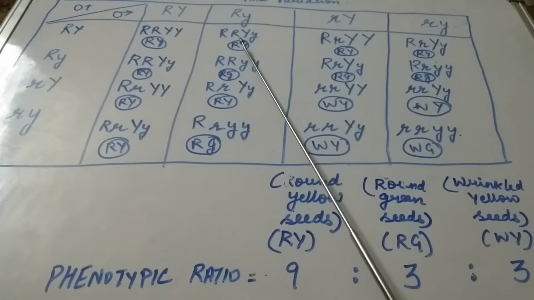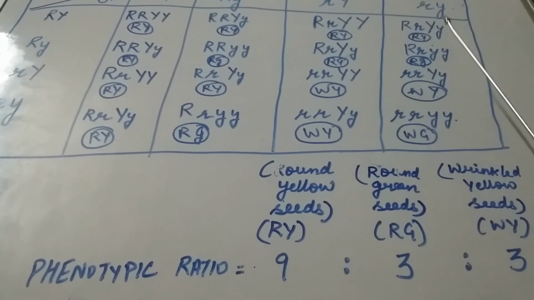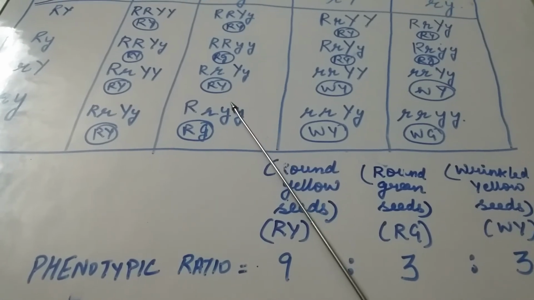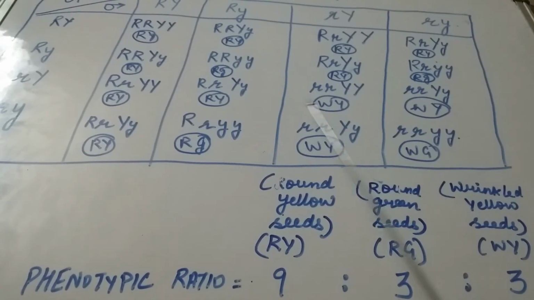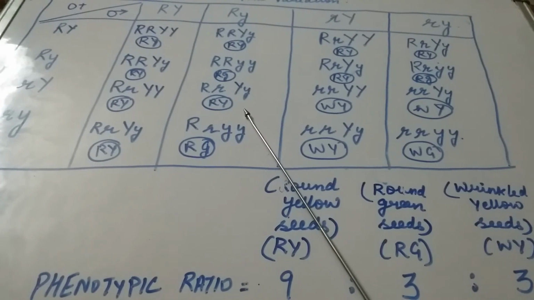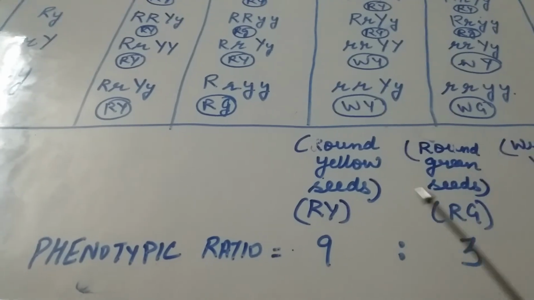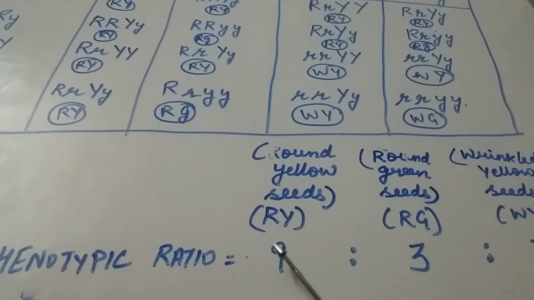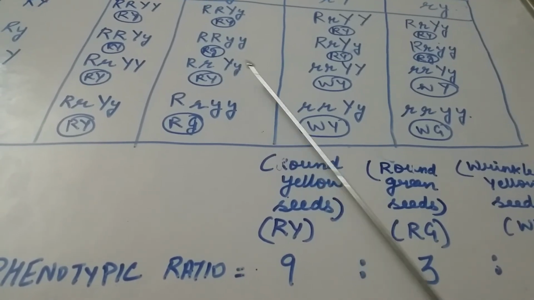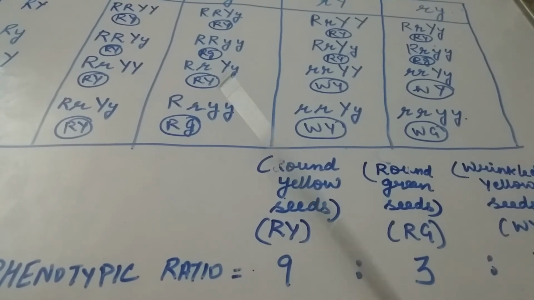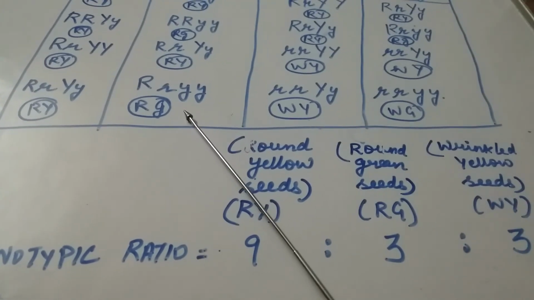1, 2, 3, 4, 5, 6, 7, 8 and 9. These are the 9 with round and yellow seeds. Now coming to round and green seeds. This is 1, another is this here 2 and here 3. That means these 3 are having round and green seeds.